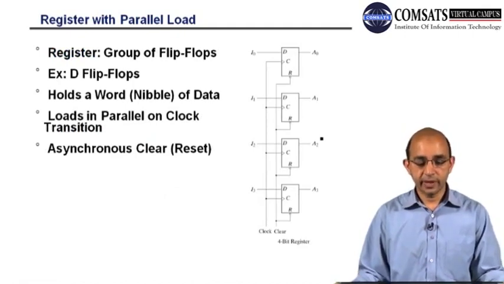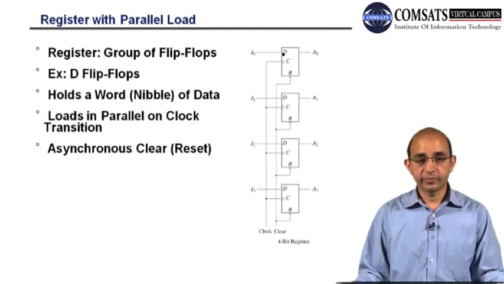So let's talk about the parallel register, or parallel data loading. Here you can see that we have the storage elements, flip-flops, connected in this way. You can see that we have D, this is the clock, and this is the reset. These are the inputs and these are the outputs. On the arrival of the clock, the data present at the input of each flip-flop will be loaded into the flip-flop. If we want to make sure that all the flip-flops have zeros, we need to reset all the flip-flops.